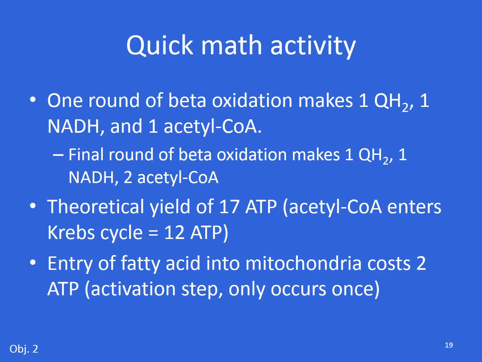So for a standard round, the theoretical yield of 1 beta oxidation is 17 ATP. We've got 2 for QH2, 3 for NADH, and 12 for acetyl-CoA. Because as we already know, acetyl-CoA will go and enter the Krebs cycle, and that's 12 ATP. Though of course, the very first time you put that fatty acid into the mitochondria, that costs you 2 ATP. You don't have to do this for each round of beta oxidation, just the first time you put that fatty acid into the mitochondria.